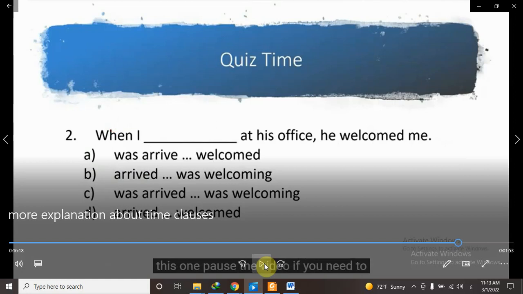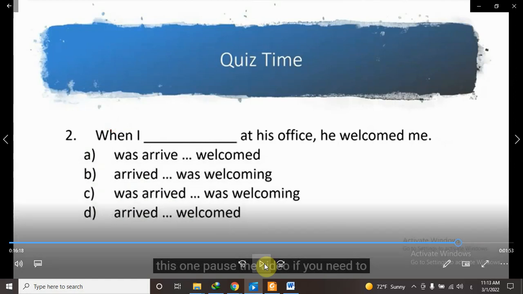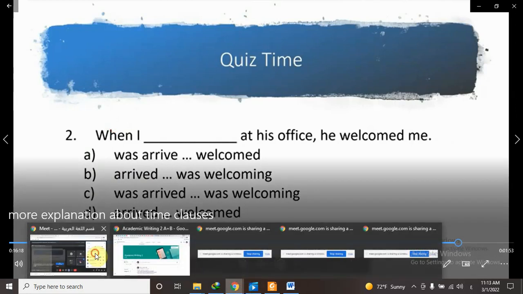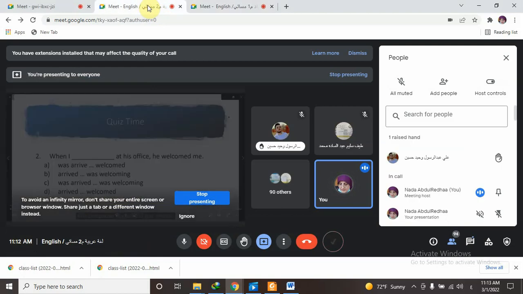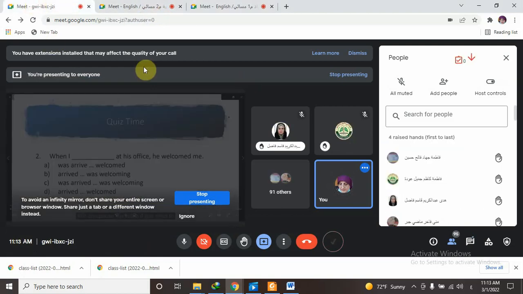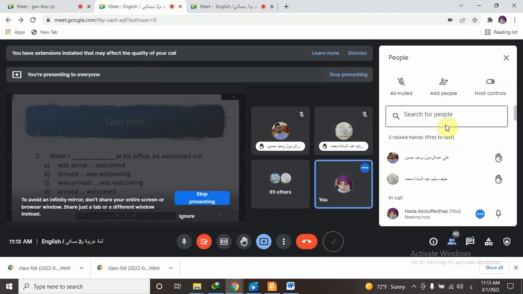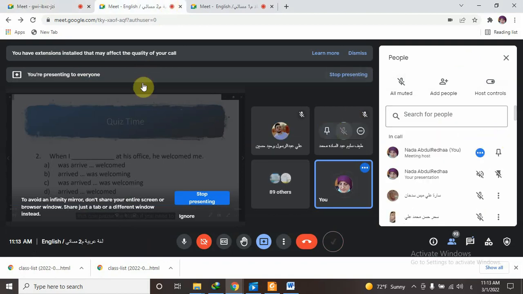Now, this is the second sentence. When I arrived at his office, he will count me. So we have the answer of the second one. It is written there. Now, which one are you going to choose to complete the first part of the sentence? I'm going to lower all your hands to give you the chance to raise them again.